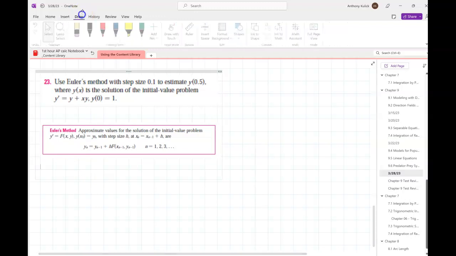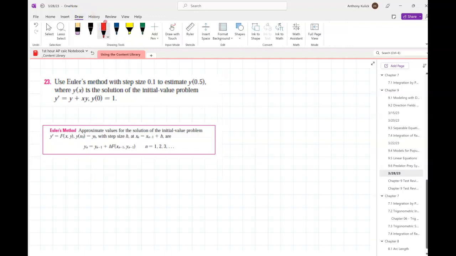So if I am starting here, where x0 is equal to 0 and y0 is equal to 1, and I'm going to y of 0.5 by 0.1s, I'm going to have to do 5 steps in my Euler's method, right? I'll need y1 will give me when x is 0.1, y2 will give me x is 0.2, et cetera. But how do we know x0 is 0? Well, because the initial condition is x is 0, y is 1.